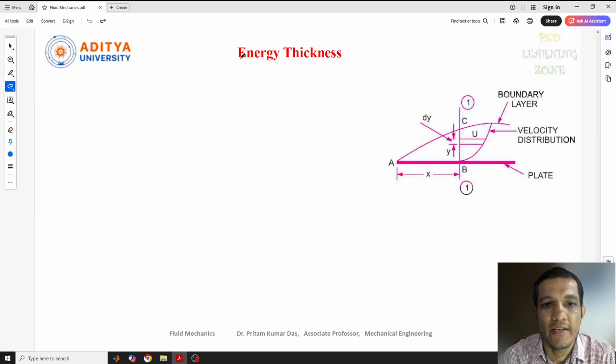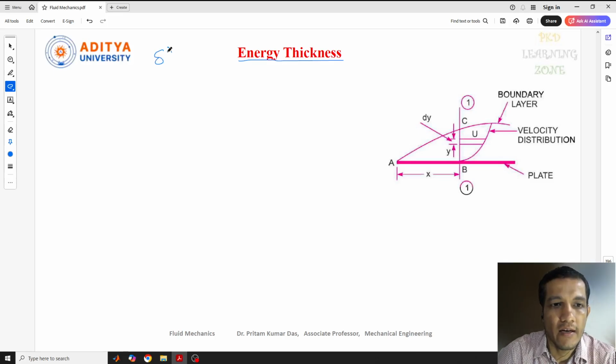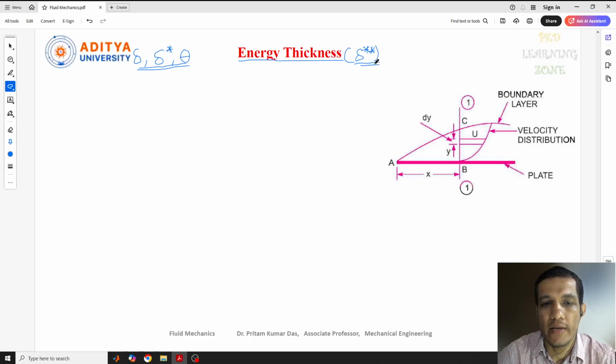In this lecture, we'll discuss the concept of energy thickness. Similar to the previous two thicknesses that we have discussed in the previous lectures, one is displacement thickness, which is denoted by delta star, and another one is momentum thickness, which is denoted by theta. And now this is energy thickness, which is denoted by delta double star. And delta is, we know, the boundary layer thickness, which we have discussed in the first lecture. So these are things we already have discussed. Now we are going to discuss delta double star, the energy thickness.